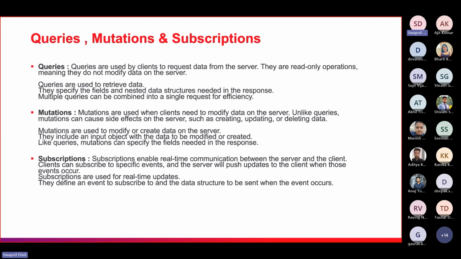Next is mutation. Mutations are used when the client needs to modify data on the server. Unlike queries, mutations can cause side effects on the server, such as creating, updating or deleting data. Mutations are used to modify or create data on the server. They include an input object with the data to be modified or created. Like queries, mutations can specify the fields needed in the response.